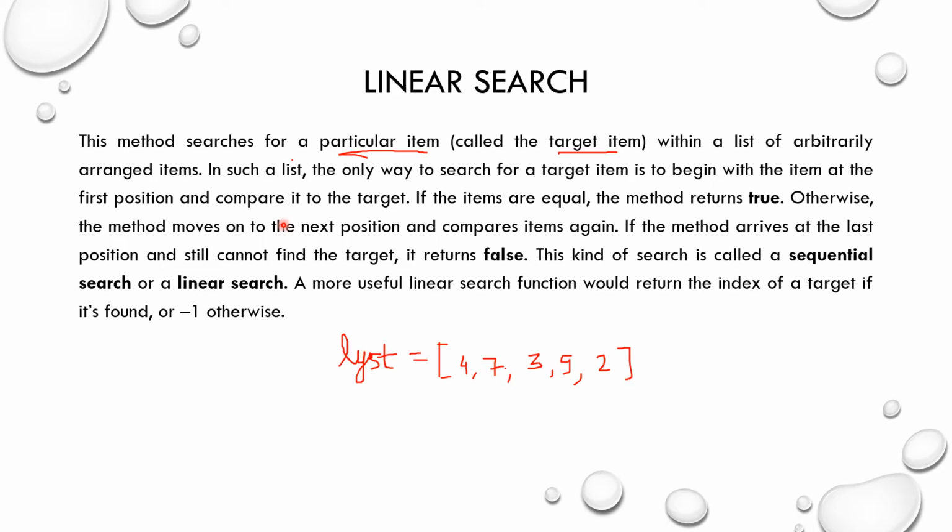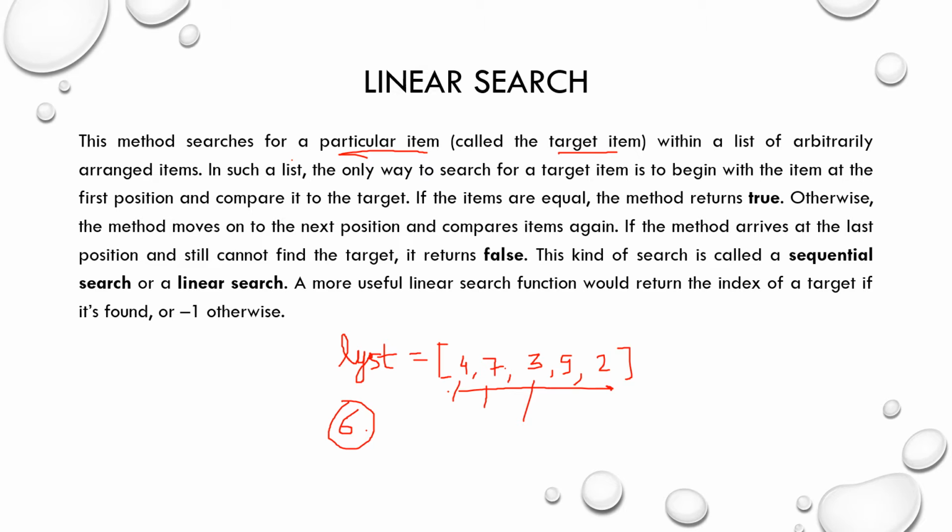For example, if we want to find, let's say, 6, then the only way is linear. That is, we start from the first index value and move towards the right till the last, comparing the item we are searching for first with 4, then with 7, then with 3, and whenever a match is found, that is, we find the item at a particular location, we print the location where that item is present.